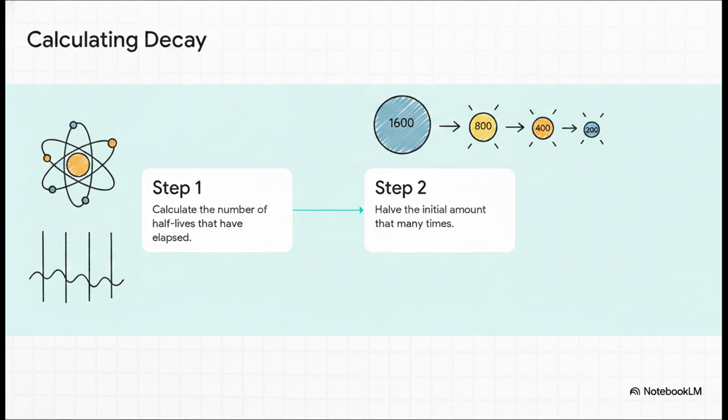So let's say you have a 1600 atom sample of some isotope. It's got a 5-year half-life, and you wait 15 years. Step 1, figure out how many half-lives that is. Well, 15 divided by 5 is 3. So you've gone through 3 half-lives. Step 2, take your 1600 atoms and divide by 2, 3 times. 1600 goes to 800, then 400, and finally down to 200 remaining atoms. Boom! It really is that straightforward.